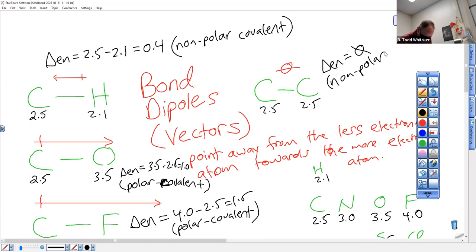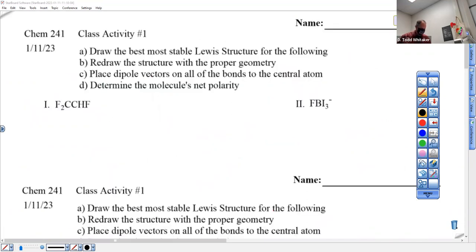Non-polar covalent. We're ready for an activity. We're going to draw the most stable Lewis structure for the following. So we've got to remember our rules for Lewis structures.